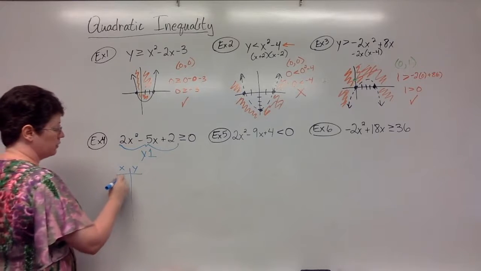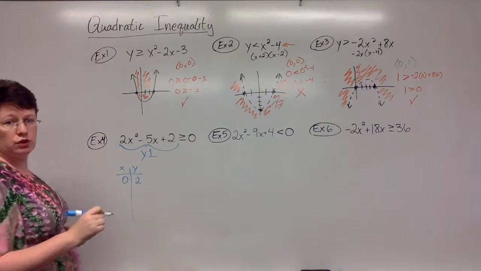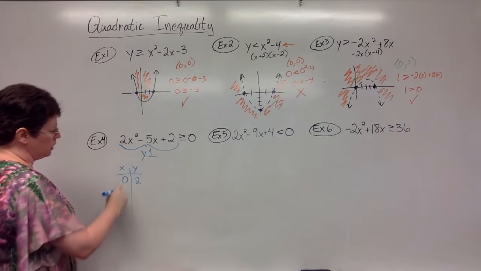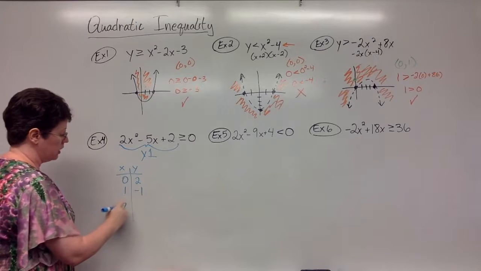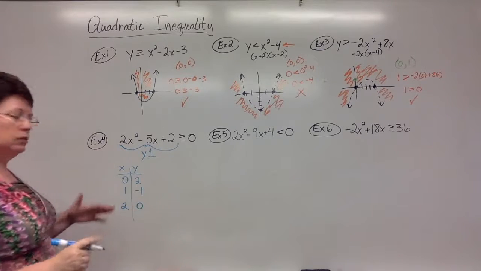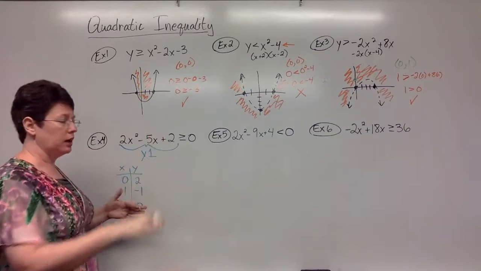So plug in 0 first. That's always the easiest one. The y value is 2. And I plug in 1, I get negative 1. And for 2, I get 0. So that kind of gives me a picture. It's going down and coming back up.